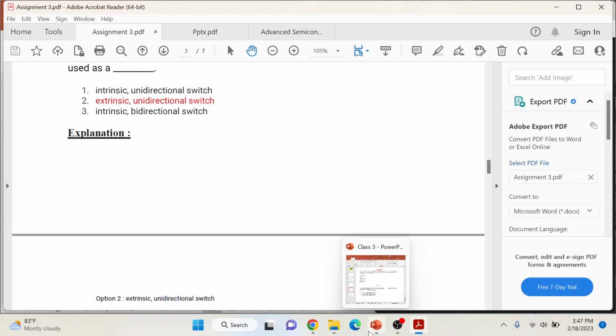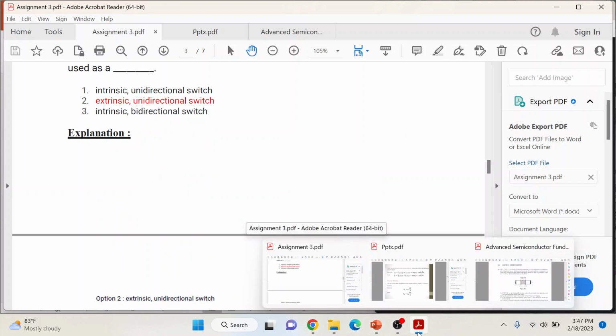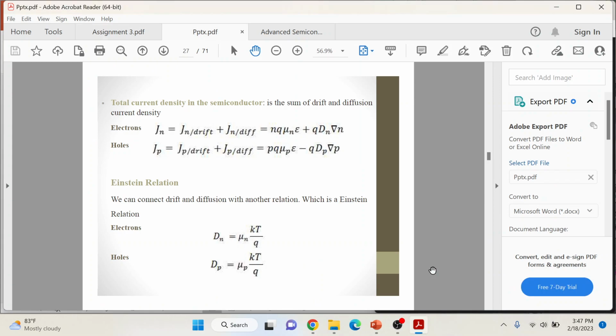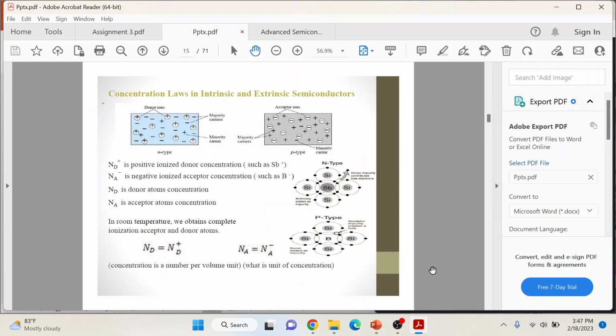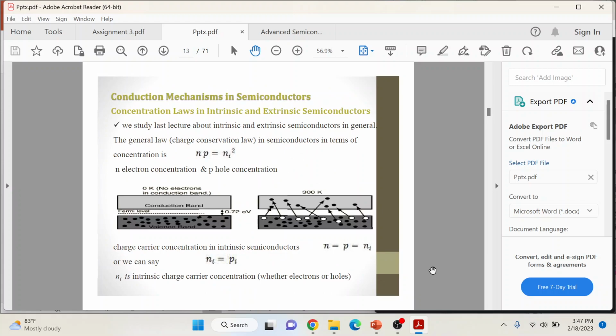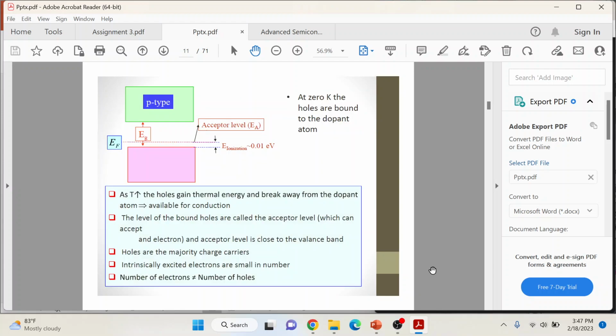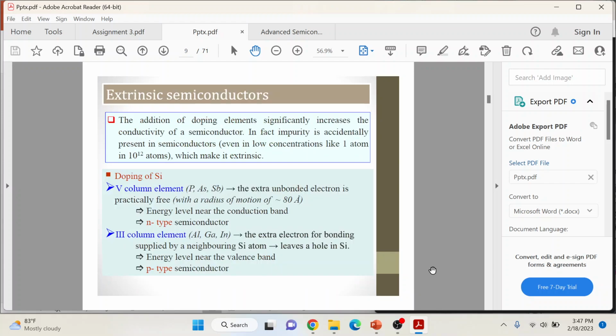And as far as this is concerned, I would like to take the answer from here. If you can see, there was concentration law in intrinsic and extrinsic semiconductors. So we know in extrinsic semiconductors, the addition of doping elements significantly increases the conductivity. So the doping is only possible in extrinsic, right? So yeah, we need a unidirectional approach, that means option B.